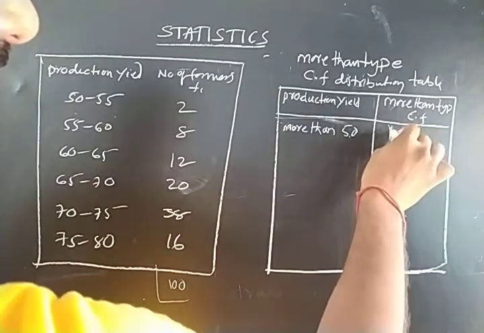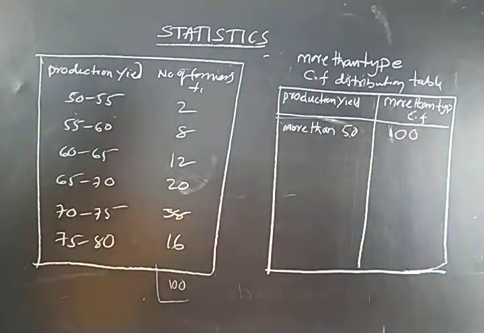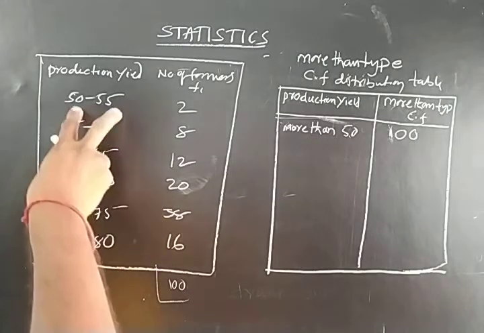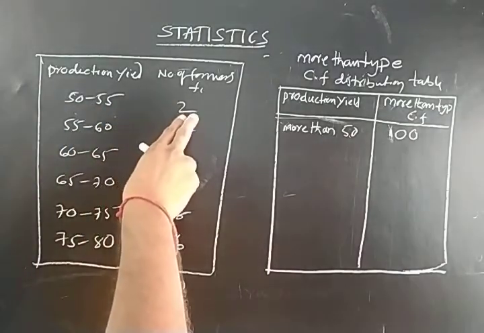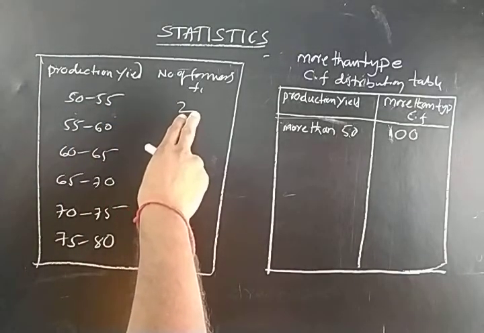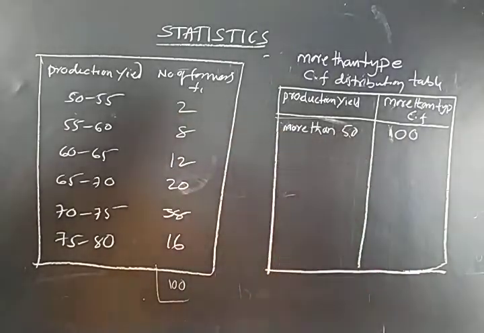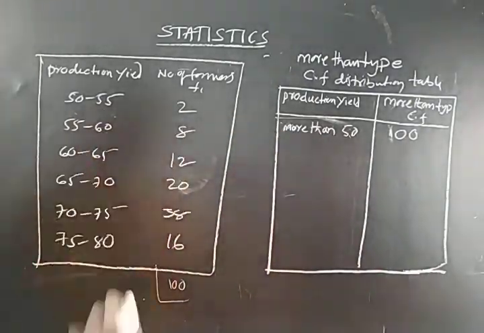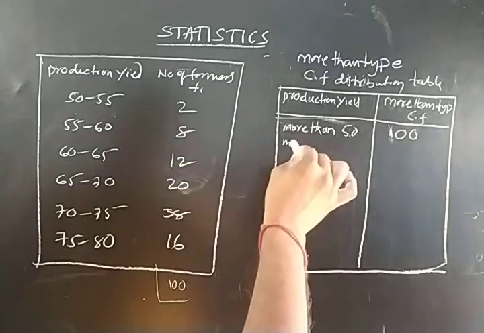So 100 farmers are getting more than 50 kgs per hectare, right? This interval is only 50 to 55 kgs per hectare, but here we are converting to more than 50. More than 50 means all intervals are more than 50.